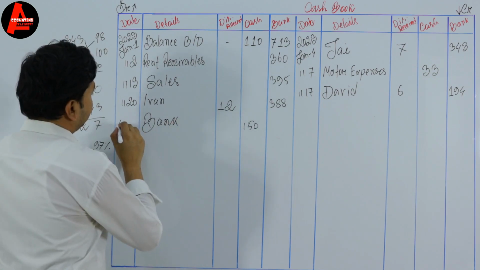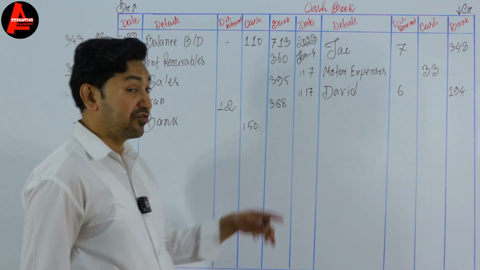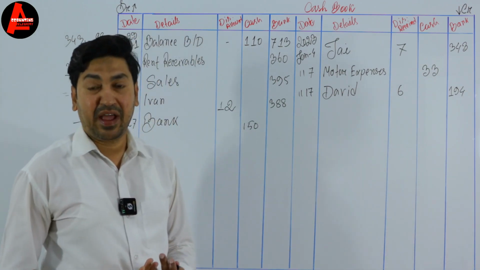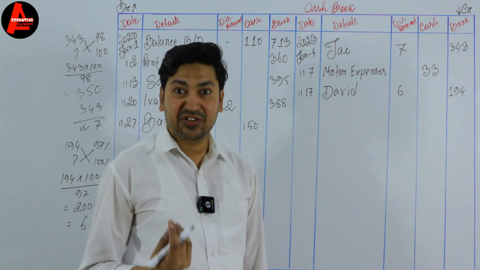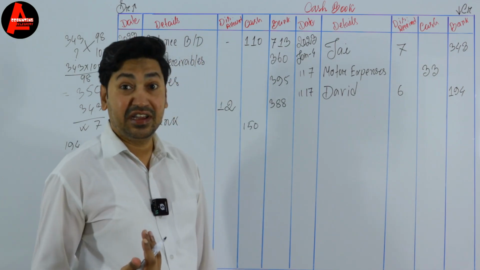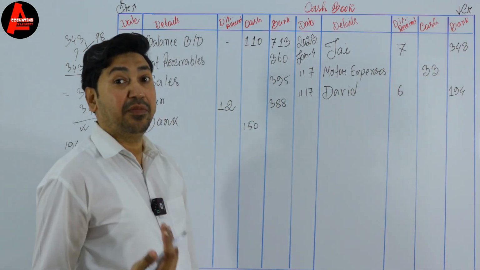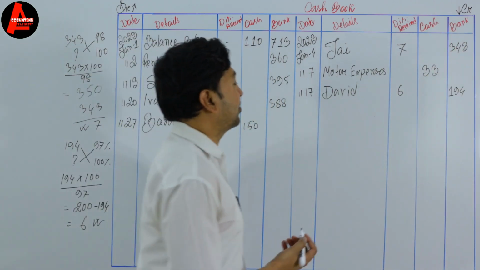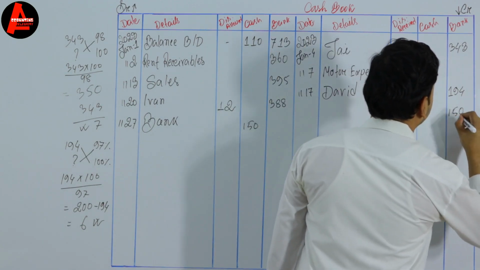So the date was January 27. Now come to the credit side. Now think about bank. We withdraw money from the bank, so here bank is decreasing. Decreasing in bank will be recorded on the credit side, and the money will go on the bank column. So let us write here bank $150.